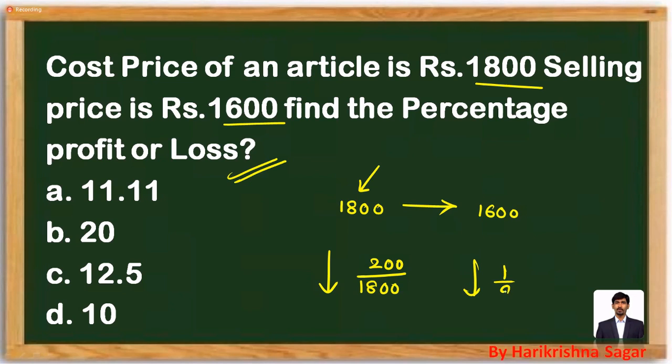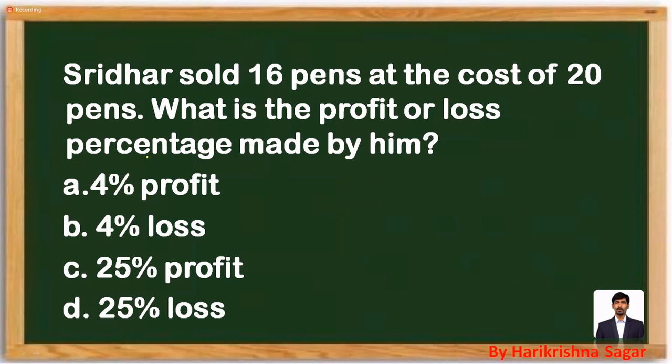This is giving a result as 1 by 9. What is 1 by 9? 11.11%. 1 by 9 is nothing but 11.11%. Mark your answer as option A. Look at the next question available on the screen.